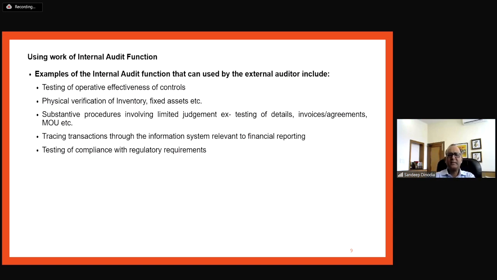Testing of compliances with regulatory requirements. This is, I think, a very standard internal audit process of statutory compliance, as we call it, and we can rely upon the internal auditor if his reports are comprehensively prepared, documented and checked. We can then reduce the total processes that we are doing as external auditors, relying in some part on the statutory compliance checking done by the internal auditor.